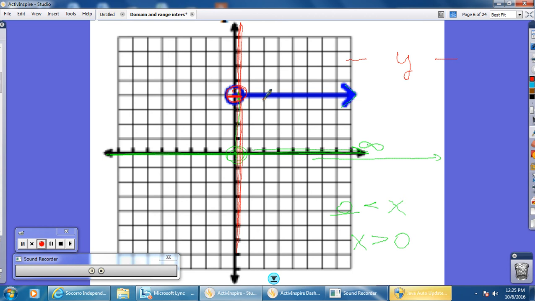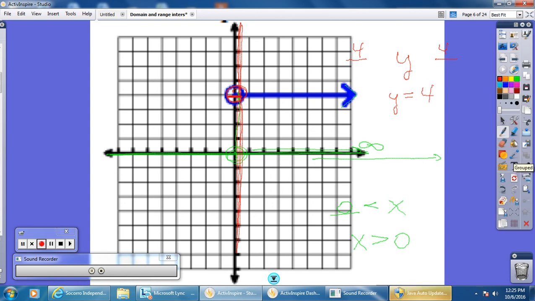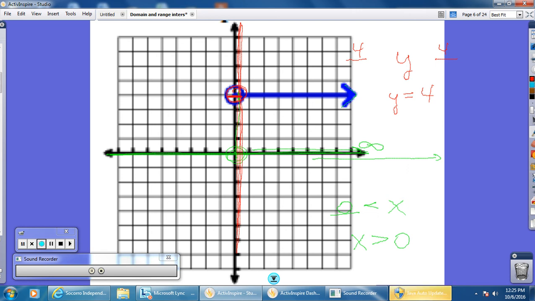So, wait a minute, miss. What's going on here? My range is just one number. Now remember we saw that back with the domain. What is this number? 1, 2, 3, 4. Well, it's 4 and 4, right? So the range can only be one value. Y is equal to 4. It's nothing else. It's not 5. It's not 3. It's just 4. That's the only number in this range.